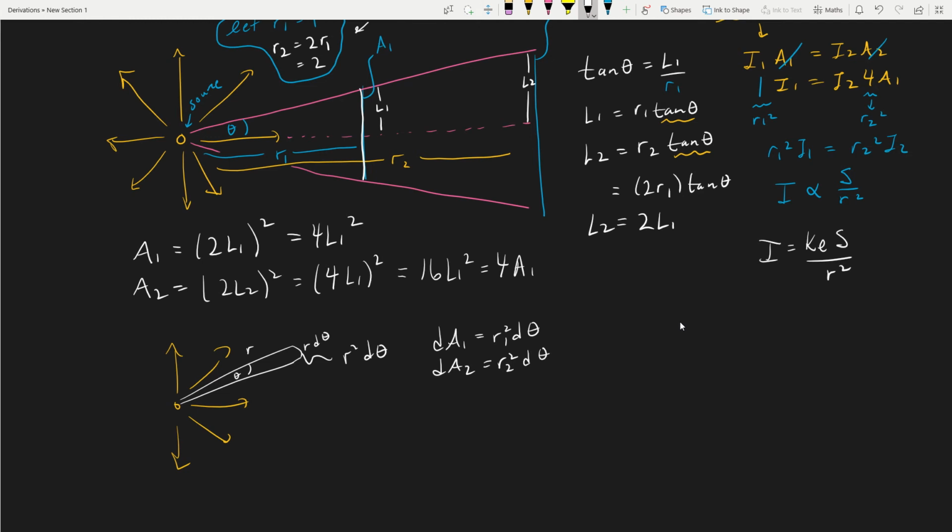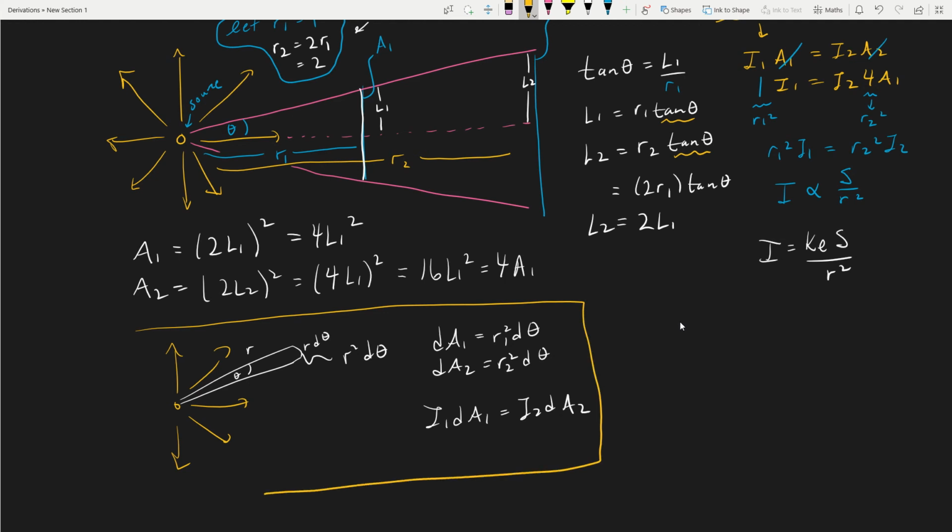We're going to get this intensity I1 dA1 equals I2 dA2. This is a more physically rigorous argument. This is probably the mathematician's preferred argument to the problem, using spherical coordinates, polar coordinates, and showing that this is true. And from this, you can deduce that you still have to have the inverse square law be true, because of course, what's the area of a section of a circle or a sphere? It goes with r squared.